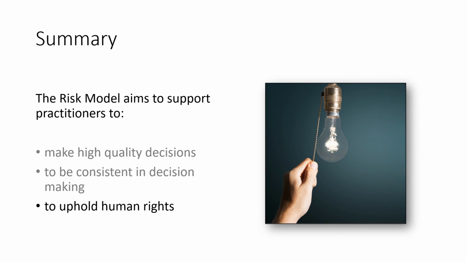Getting this decision right is fundamental to the protection of people's rights. Either the right of families to a private life, or the right of a child to be protected from abuse. It is a decision which is made on the balance of probability.